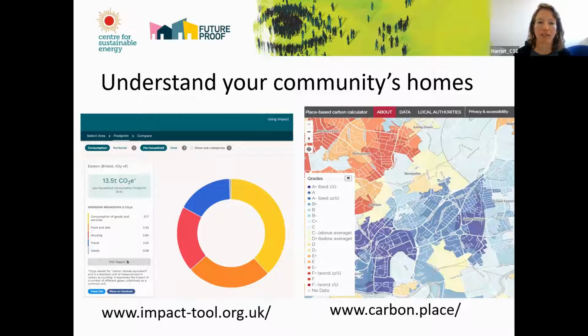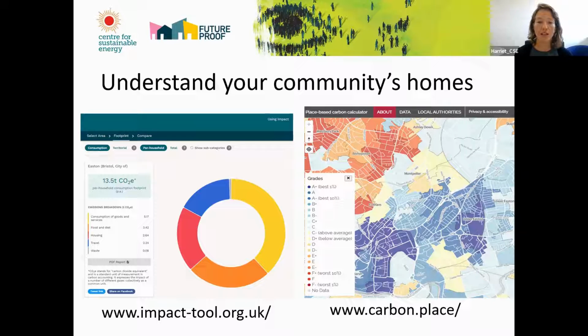With the impact tool, you can look at the overall carbon footprint of your community. And within that, it'll tell you what proportion of your footprint is down to the buildings or the houses within your community. So that's just a good way of getting a sense of what is the overall footprint in your community associated with your houses, and how maybe does that compare to a community close by or to your overall local authority carbon footprint.